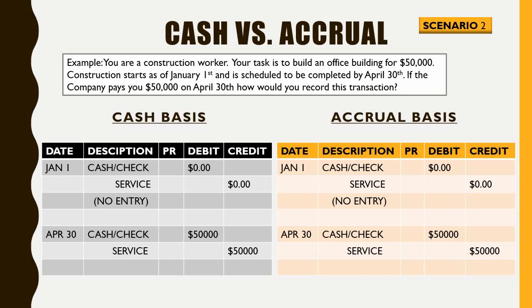Okay? So that's the difference between a cash basis versus an accrual basis. The difference is that on a cash basis, as long as you're receiving the money, that is when you're going to record everything. The accrual basis is as long as the job has either been completed or the product has been sold, that is when you're going to record everything. Okay? Any questions there?